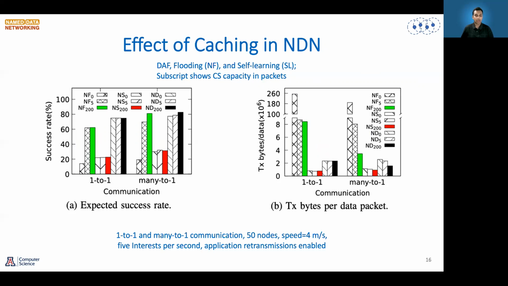Next, the caching effect on self-learning and DAF is very low, as they both try to learn a single next hop towards data. Self-learning shows very low transmitted bytes per data as most interest packets are lost. With DAF's balancing performance, the next sections will only include DAF for Indian performance analysis.